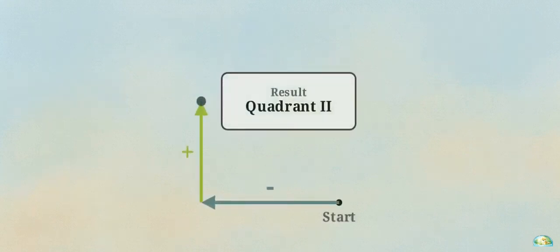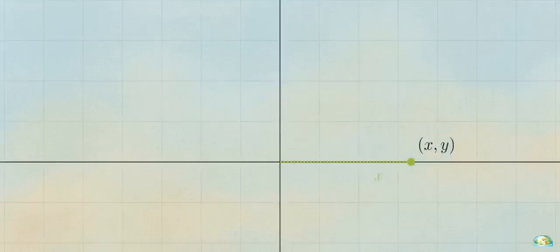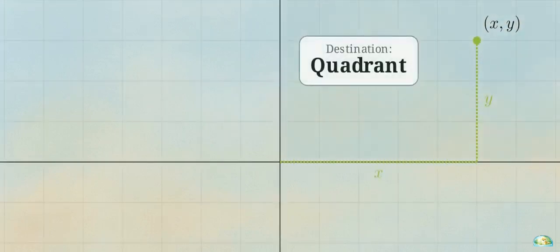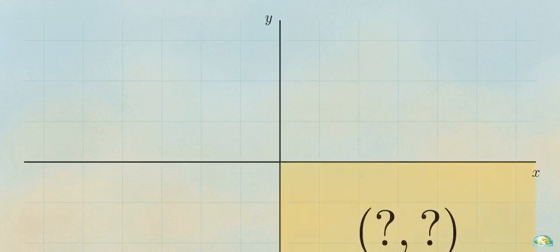Isolating each sign and following it in order leads to a predictable result. The coordinates provide the path, and the quadrant is the destination. Let's look at this map again, this time with quadrant 4 highlighted in amber light. If a point is located anywhere inside this specific region, what signs must its coordinates have? We can trace this backward by looking at the spatial boundaries.